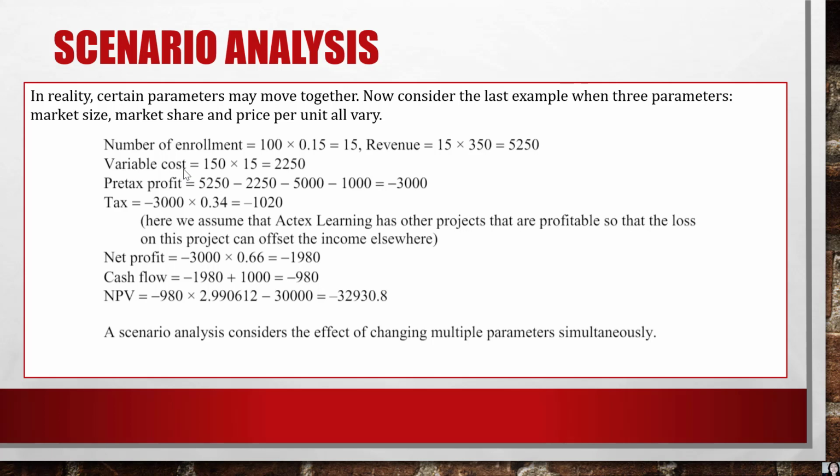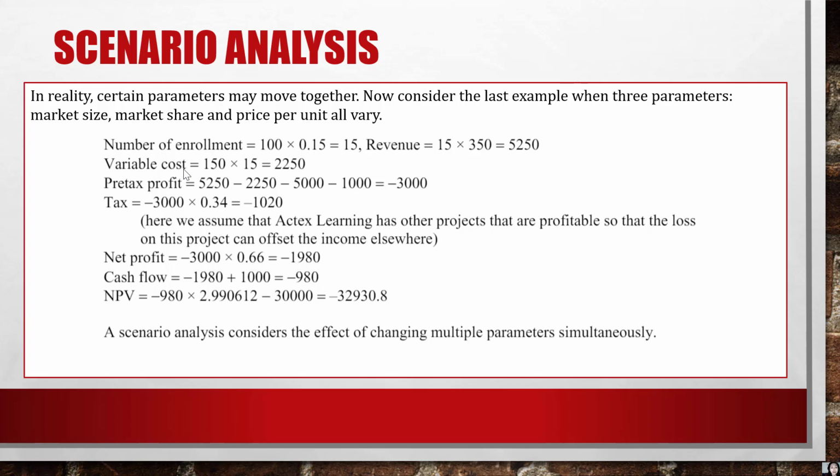Now for the scenarios, we consider something more realistic. In reality, certain parameters may move together, not independently, but move together. Like when one factor changes, the other factor also changes. They might move together, or they both change at the same time. So here for the scenario analysis, we have to consider NPV when a couple of parameters move together, change together. And here we consider the last example: market size, market share, and price per unit all vary, and the other 3 are fixed. And we just repeat all the calculation.